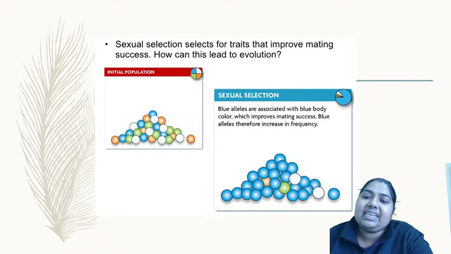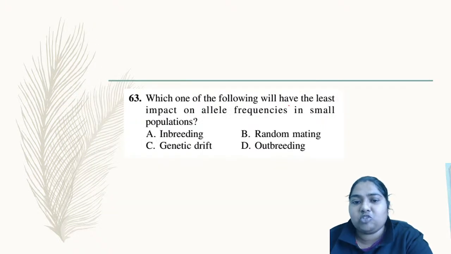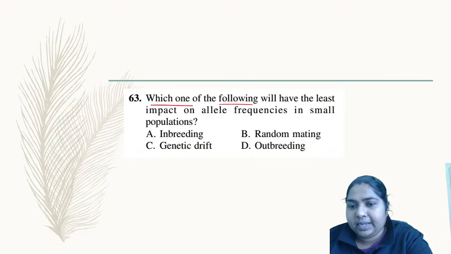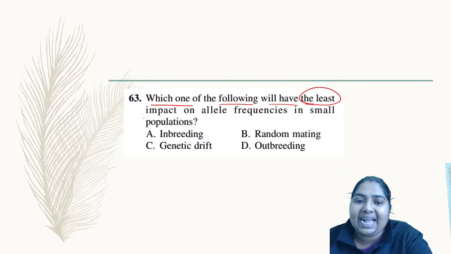Next is sexual selection. So there should not be any selection. I hope that this is all clear to you. Now let us have a look at a few questions. By looking at the questions, we will get a total idea of whether our understanding is right. Which one of the following is going to have the least impact on the allelic frequencies in a small population?